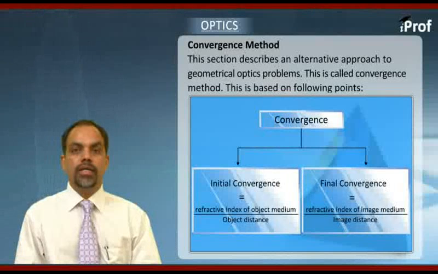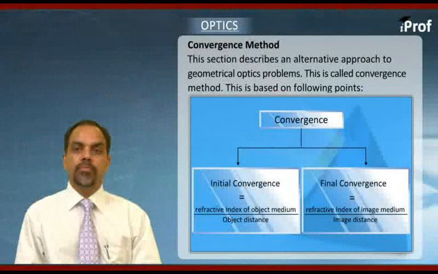Now we define initial convergence as the refractive index of the medium in which the object is present divided by the object distance. Similarly, we define the final convergence as the refractive index of the medium in which the image is present divided by the image distance. So these are the two convergences.